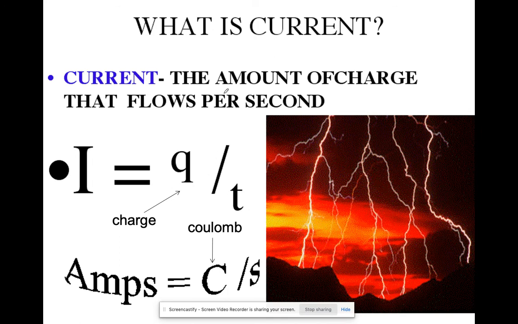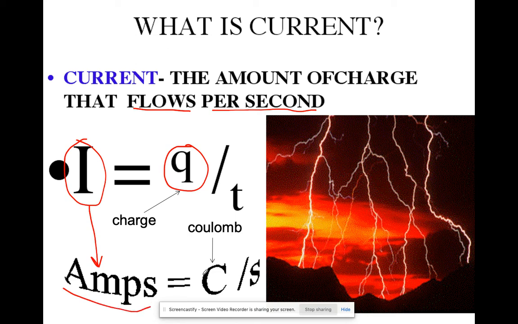Again, current is the amount of charge that flows per second. Again, these words flows and per second mean that it is a rate. The symbol for current is I, the variable, shall we say. The charge we know is Q, so the amount of charge per time is that. Current's unit is amps. Remember, this rate is a coulomb, so a coulomb per second is amps, which is also current.